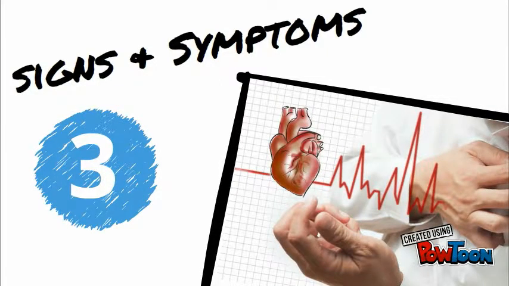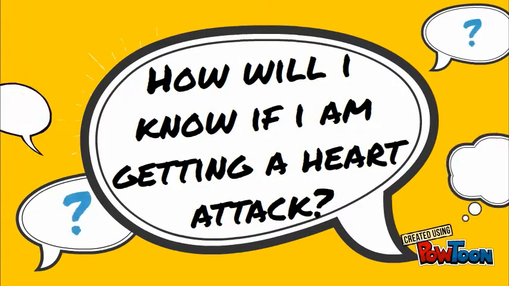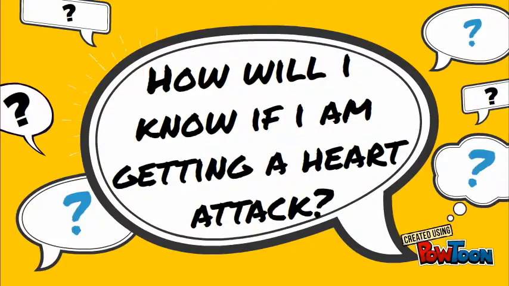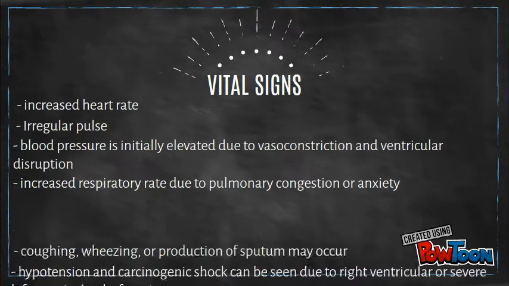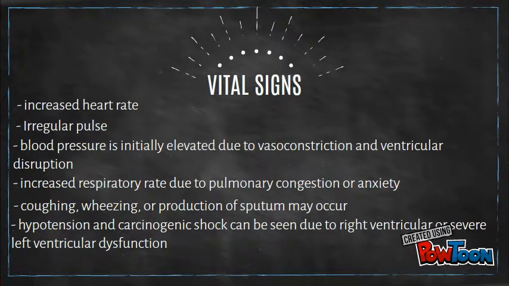Signs and symptoms. How will I know if I am getting a heart attack? Well, we can take a look at vital signs. It shows increased heart rate, irregular pulse, blood pressure being elevated, increased respiratory rate, coughing, wheezing, or production of sputum, as well as hypotension and cardiogenic shock can be seen due to right ventricular or severe left ventricular dysfunction.